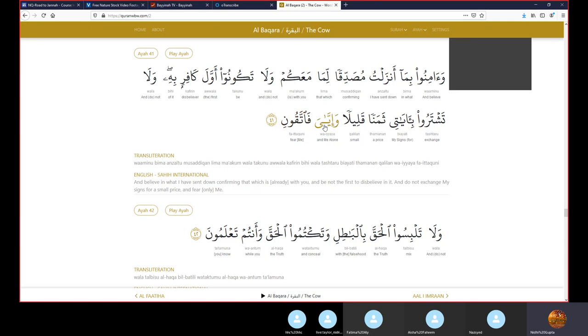And again it's repeated the same thing, wa iyaya fattaqun, and have taqwa of Allah Ta'ala alone. What does taqwa mean again? When we fear Allah Subhanahu wa Ta'ala's displeasure, when we love Allah so much that we fear his displeasure, we don't want him to be upset with us, that we rush towards anything that he wants us to do that would please him, and we stop ourselves very strongly against anything that has the chances of displeasing him, right? That's one meaning of taqwa.